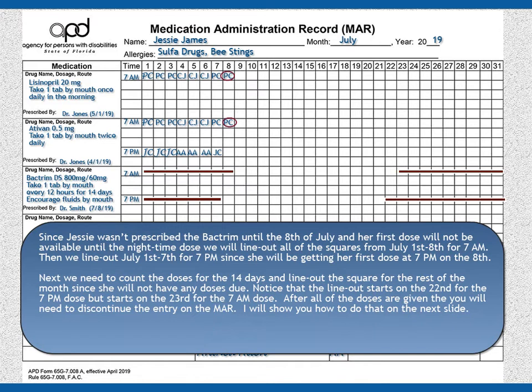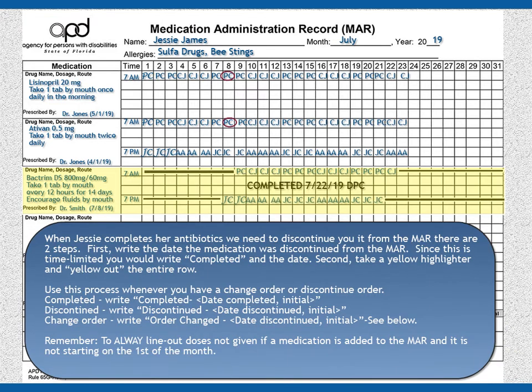Notice that the line out starts on the 22nd for 7 p.m., but starts on the 23rd for the 7 a.m. days. After all the doses are given, then you will need to discontinue the entry on the MAR. I will show you how to do that on the next slide. Please line out the appropriate squares on your worksheet, then go to the next slide. When Jessie completes her antibiotics, we need to discontinue it from the MAR. There are 2 steps. First, write the reason the medication was discontinued from the MAR, the date, then your initials.